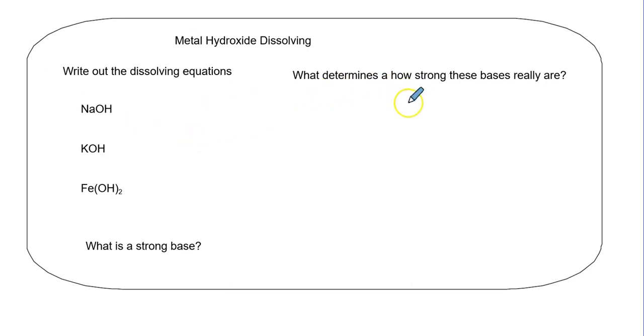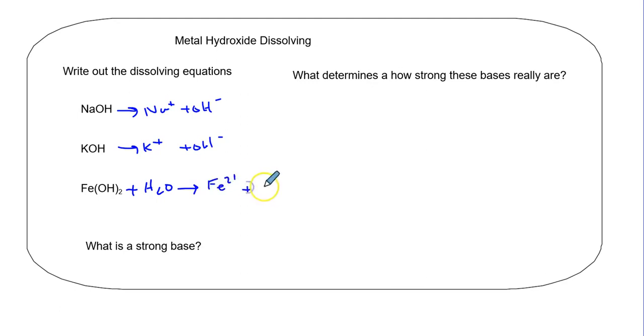Let's take a little closer look at this dissolving process. Right off the dissolving equations. So this is going to be Na plus OH negative, K plus OH negative. Okay, plus, and I could put plus water if I wanted to. Okay, Fe 2 plus and 2 OH negatives. What determines how strong, or how much we actually get? And that is actually solubility.